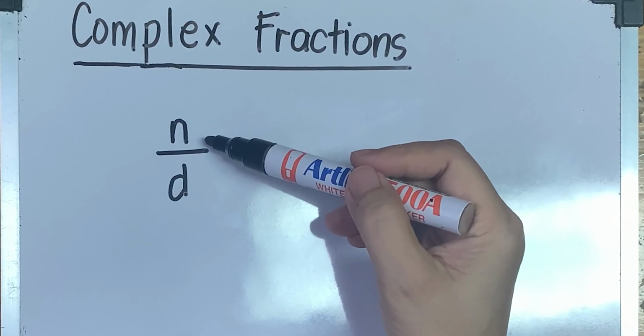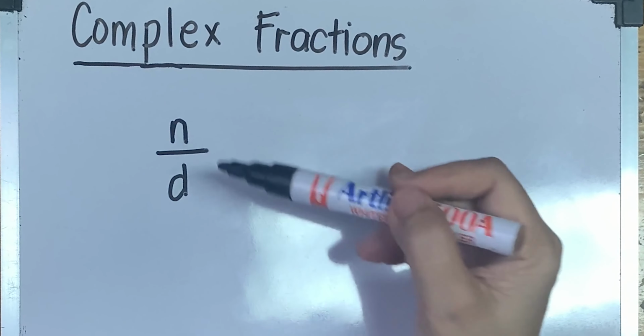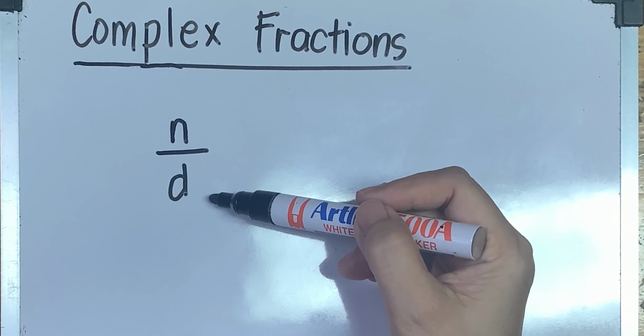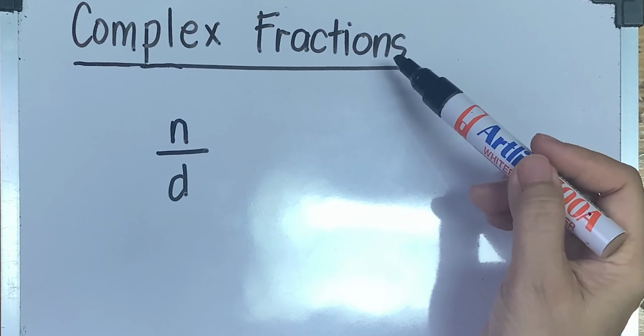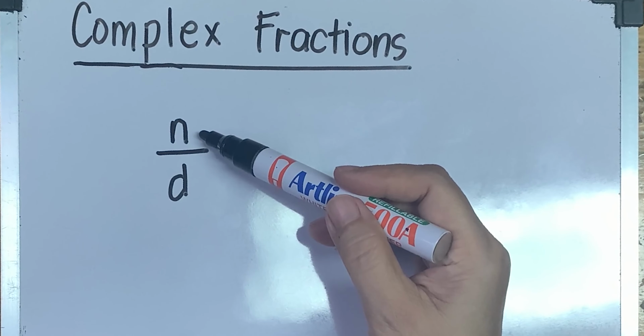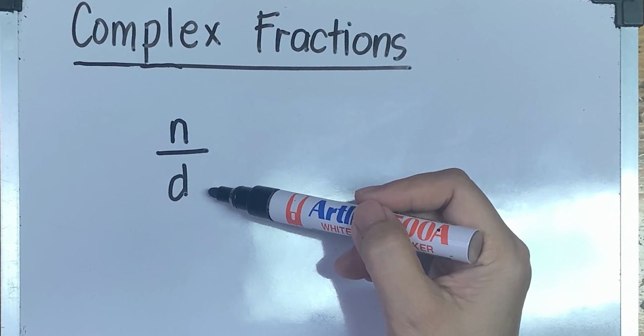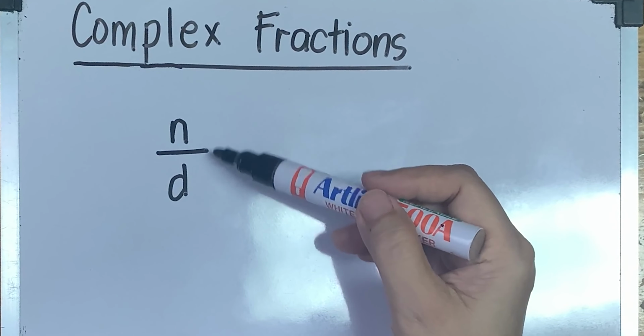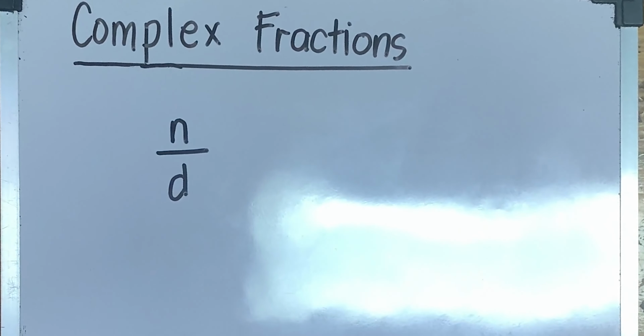What if kung ang numerator natin ay fraction din o kaya yung denominator natin ay fraction din? Ang tawag doon ay complex fractions. So, pwedeng ang numerator ay fraction o kaya ang denominator ay fraction din or pwedeng parehong fraction ang numerator at denominator. So, paano natin isi-simplify ang isang complex fraction?